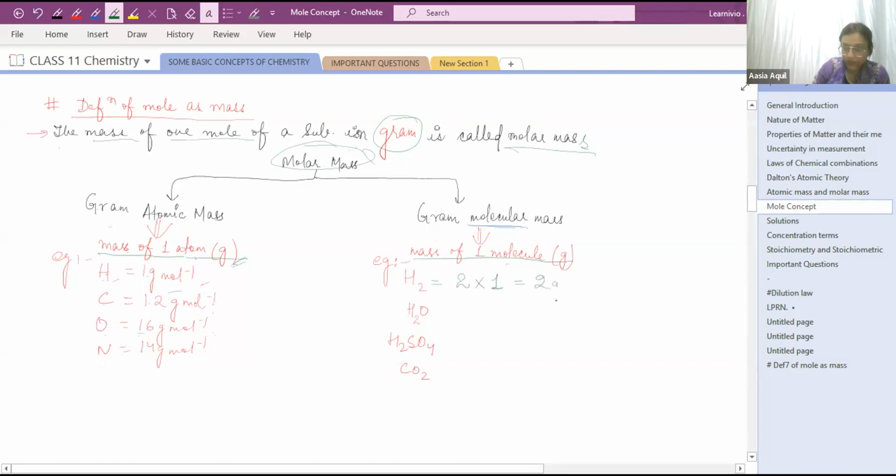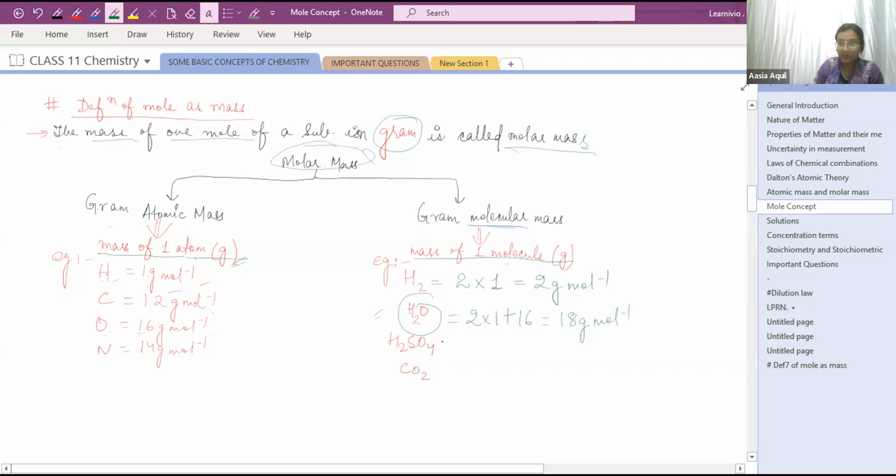So 2 gram per mole, right? For H2O, how many hydrogens are there? 2 into 1 is 2, plus, what is the atomic mass of oxygen? It's 16, right? So 16 plus 2 gives you 18 gram. That's how we calculate the molecular mass, or we can say the molar mass, of any molecule.